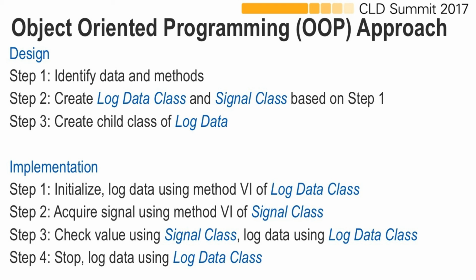Considering future extensibility, we create a child class of the log data class. The operation of a child class is always more specific than its parent class. During implementation, the log data class object carries out logging of data, while the signal class object carries out acquiring the signal and checking the value. This makes the application highly modular in nature. The responsibilities are clearly defined and specific. Note that the functionality of the application remains the same regardless of the development approach, but using object-oriented programming, the developer experience can be significantly enhanced.